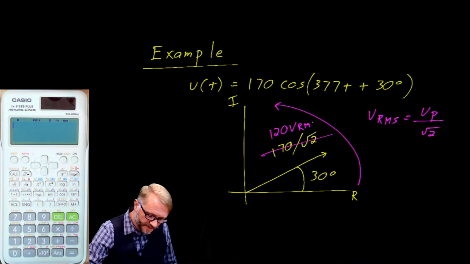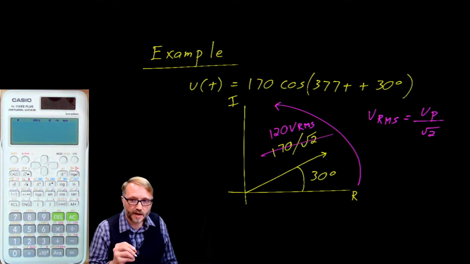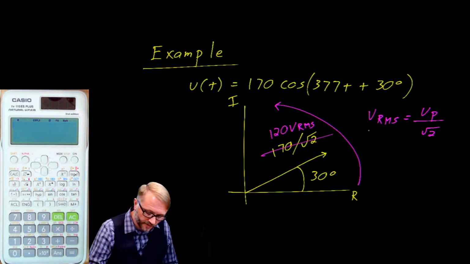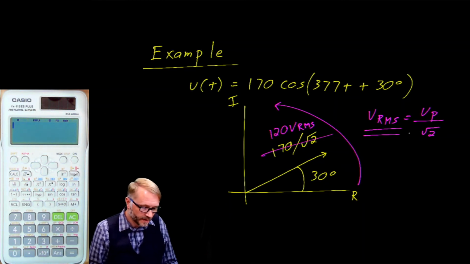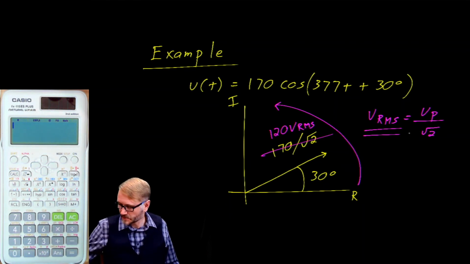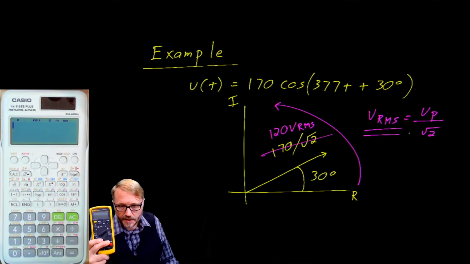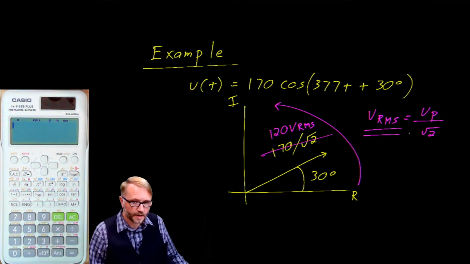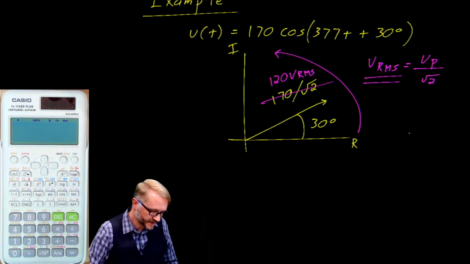And for our purposes, we will assume that phasors are always in the form of RMS. Why do we do that? Well, part of the reason we do that is because when you go to measure it, your meter reads everything in RMS. So we may as well make life easier for ourselves.